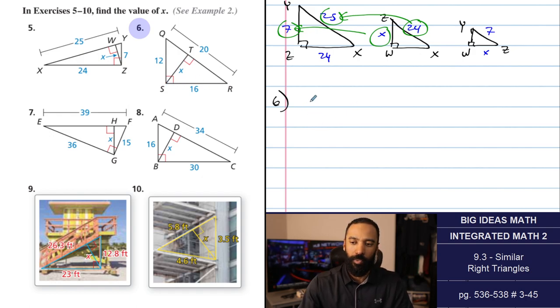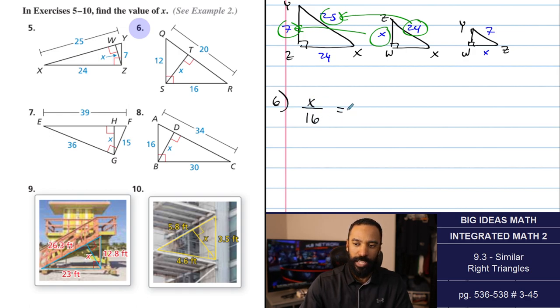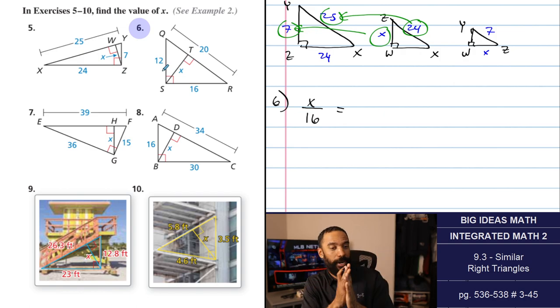So let's see if we can work something out in proportion here. X over 16 equals long leg of the small, long leg of the medium. No, excuse me, long leg of the big triangle. Big triangle. Oh, I have the long leg of the medium as well. But I just said the big.